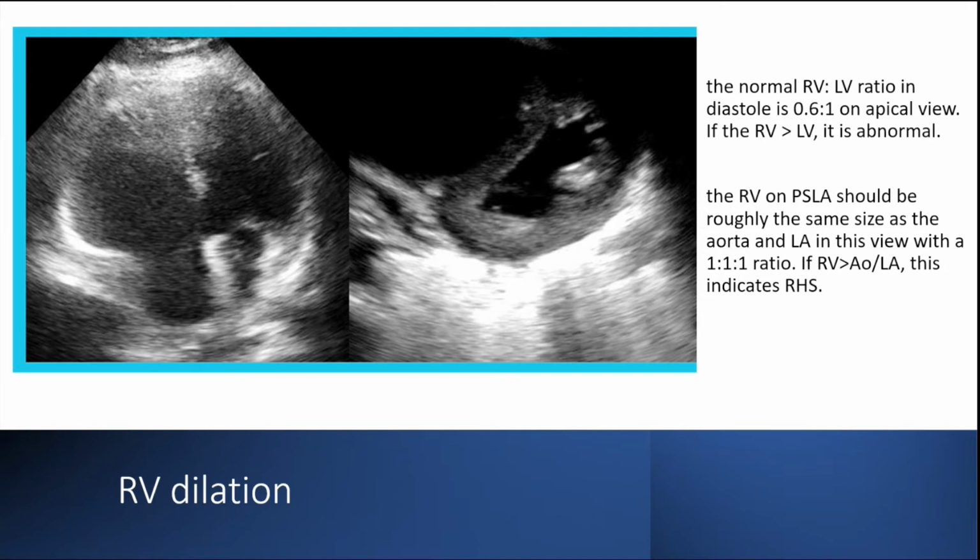The normal RV to LV ratio in diastole is 0.6 to 1 on the apical view. If the RV is larger than the LV, then it's abnormal, suggesting elevated afterload and RV strain. On the parasternal long axis view, the RV should be roughly the same size as the aortic outflow tract and left atrium, with a 1:1:1 ratio. If the RV is larger than the other two, this indicates right heart strain.